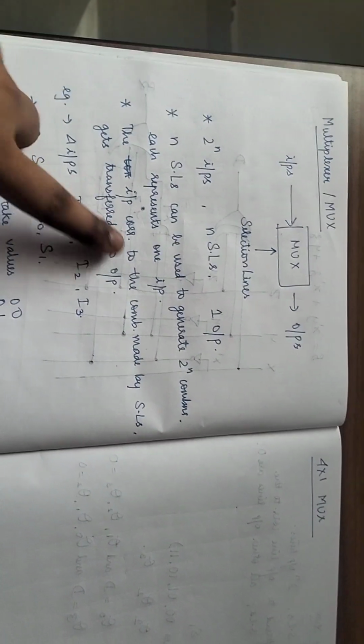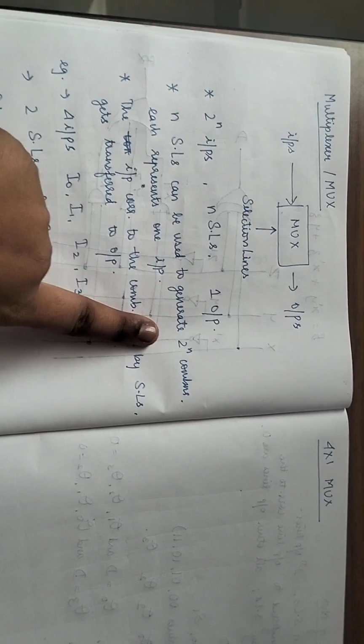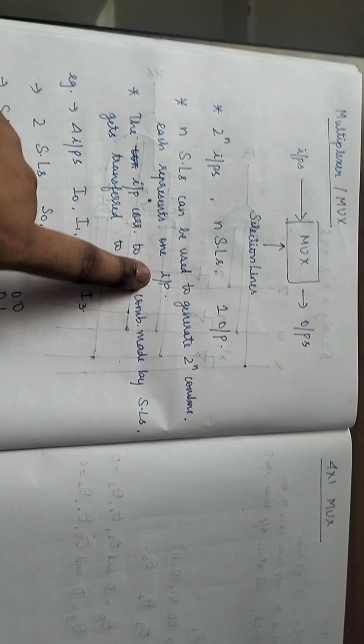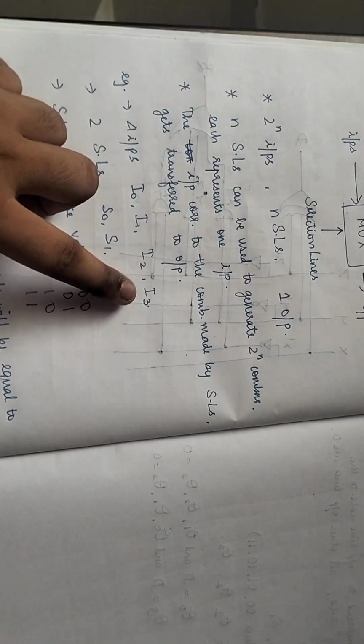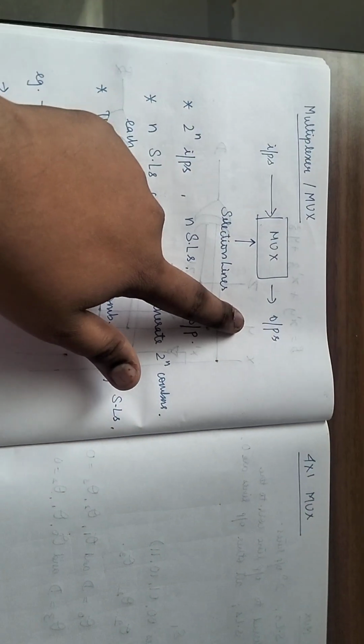And how do we select one input from the 2 power n? We have n selection lines which can be used to generate 2 power n combinations. Each combination represents one input. So depending upon what is the actual combination of values my selection lines are taking at a given instant, the corresponding input is what gets mapped to my output. This is a broad overview of how a multiplexer works.